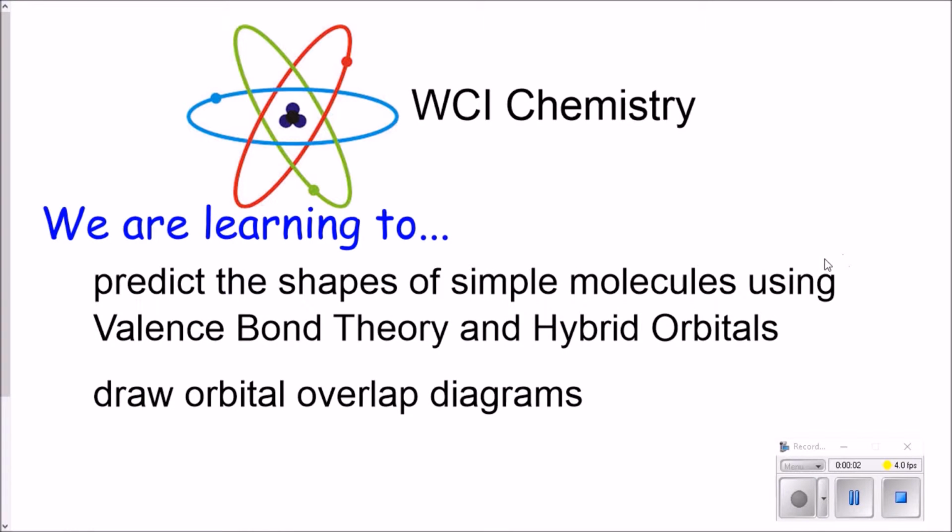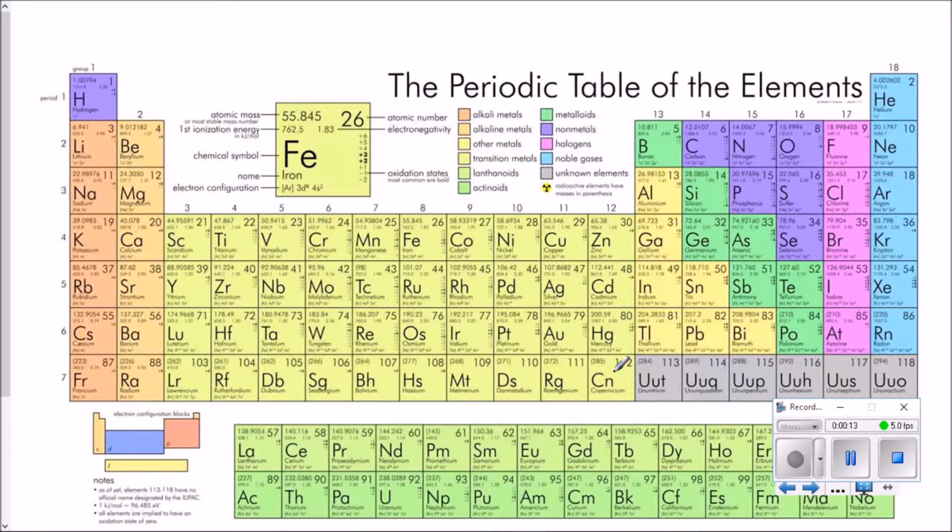Grade 12 chemistry students. Today what we're learning about is valence bond theory and hybrid orbitals, specifically how to draw orbital overlap diagrams. So as you may recall before, you have different blocks in the periodic table.